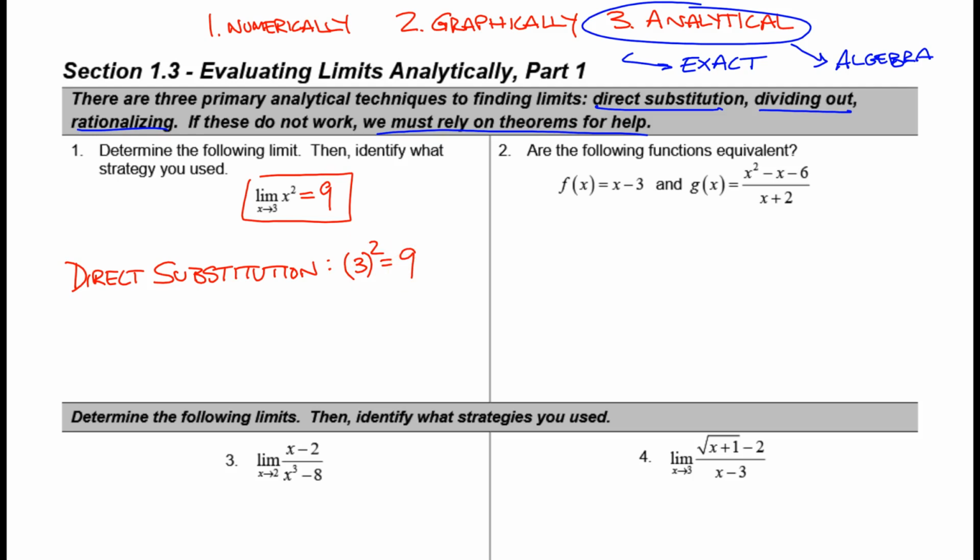All right, so the second example we're looking at here, it asks the question, are the following functions equivalent? We have f of x equals x minus 3, and g of x equals the quantity x squared minus x minus 6, all divided by x plus 2. So are these two functions equivalent? Well, certainly not. They don't even look close to equivalent. But let's see what happens if we do a little bit of algebra on the function g.